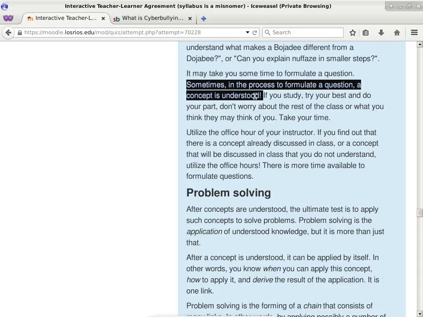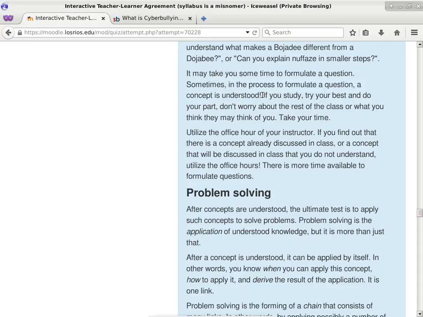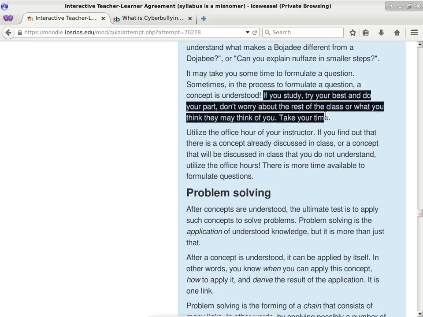We need to get through the other material, but most students are going to thank you and say, "Thank goodness somebody is stopping him." So go ahead and stop me. Just say, okay, I got a question, and take your time to formulate the question. Try your best to do your part. Don't worry about the rest of the class or what you think they might think of you. Take your time. That's the most important part.